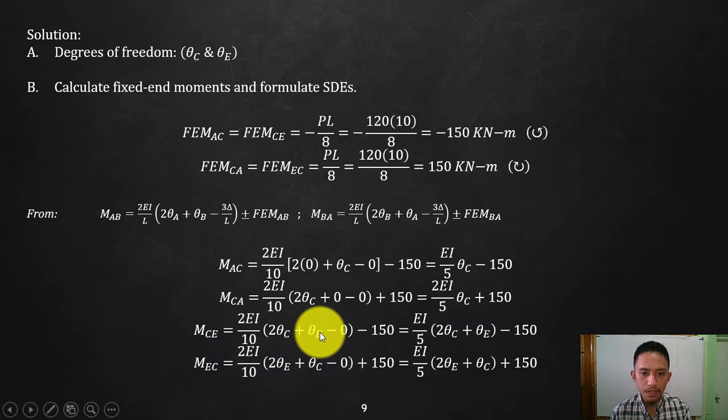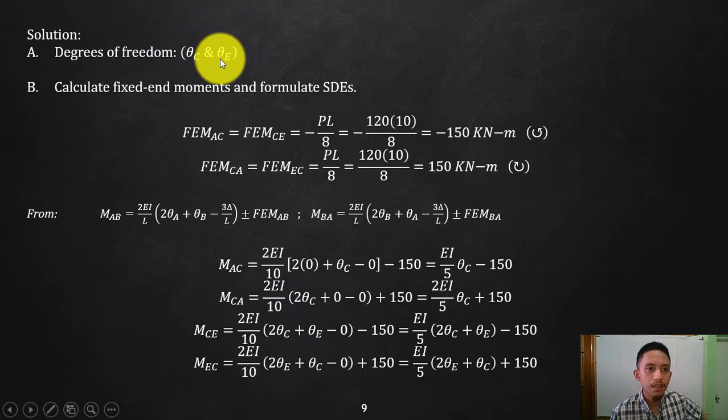So all you need again is to interchange your E and C rotations, and that is a positive since of course going here that is positive, FEMAC. Okay, so you have now your 4 SDEs, the slope deflection equations. We will be using this to create your equilibrium equation where we are going to solve your theta C and theta E.